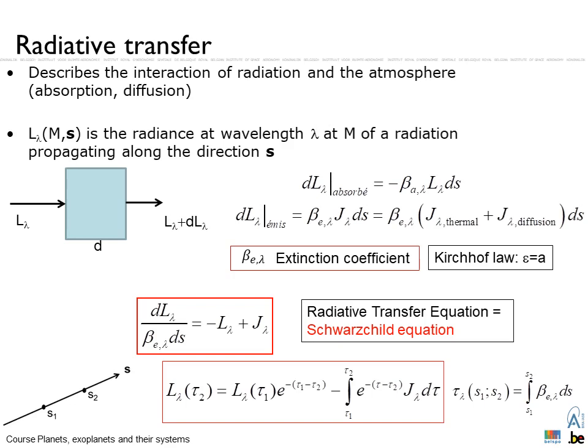The Schwarzschild equations summarize the gain and loss of radiation while going through the medium. It can be written as a differential equation or under its integrated form. Radiative transfer modeling means solving this equation, considering the different sources and losses of radiation, which will directly depend on the composition of the atmosphere, its temperature, but also on the instrument and the spectral region probed.